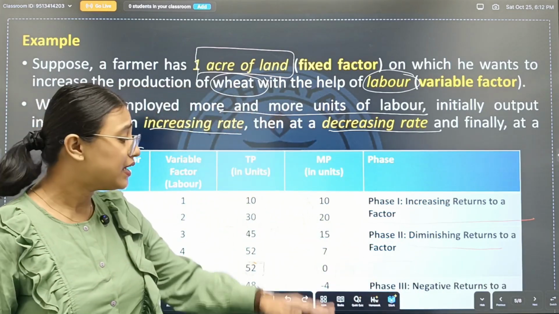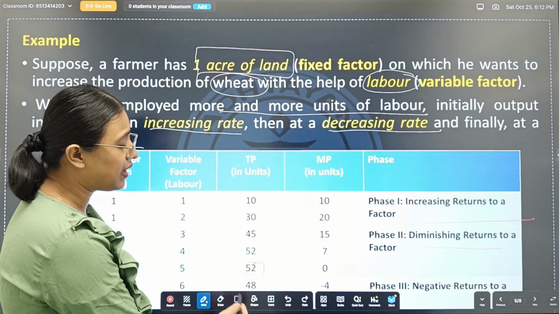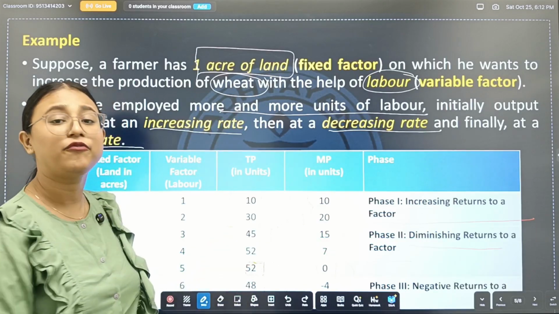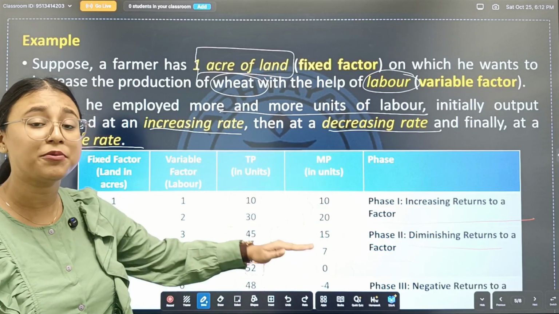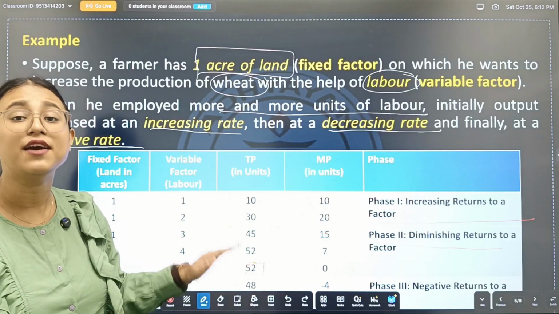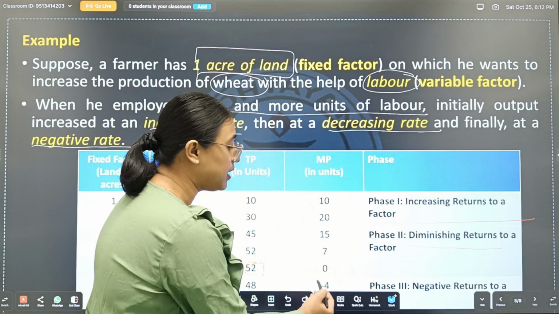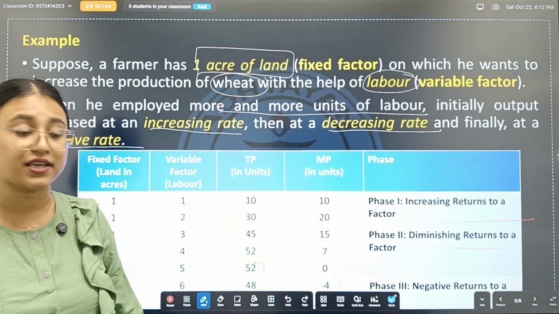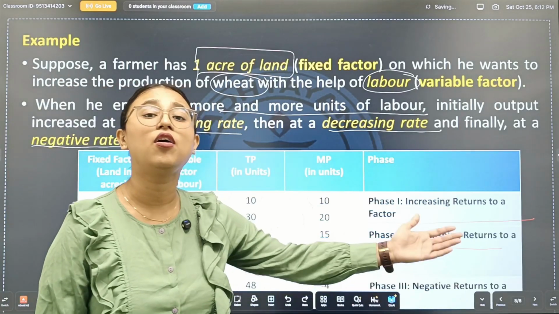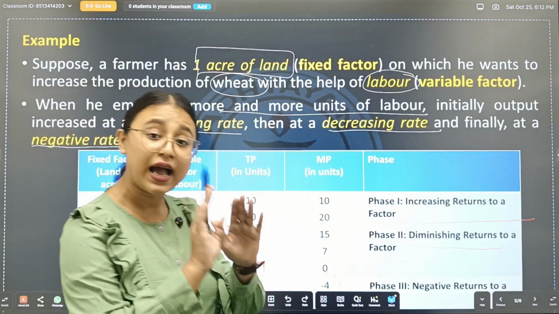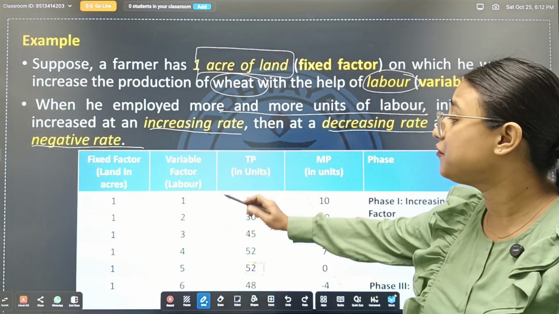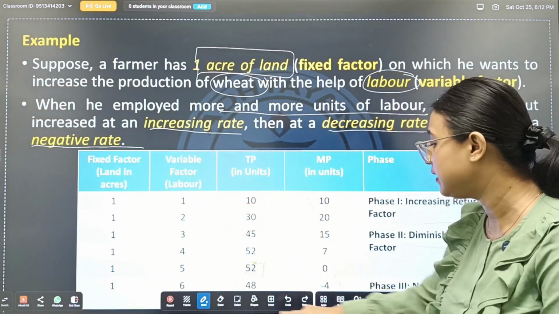Fine. The third phase: what do we see here? Total product falls. Total product falls from 52 to 48. So total product falls and correspondingly marginal product becomes negative. So this will be phase 3, or negative returns to factor. I hope you are clear with this schedule. So first, let me erase it.